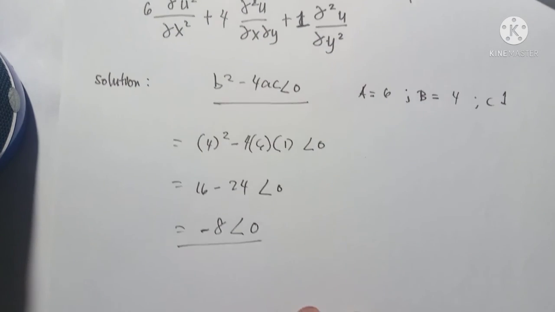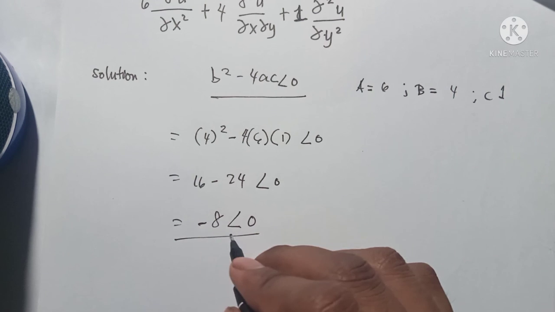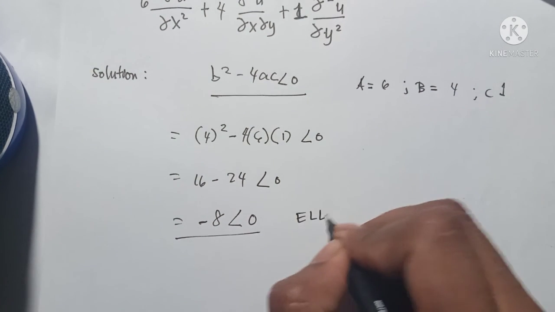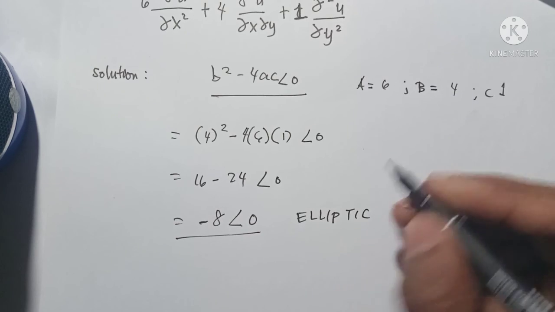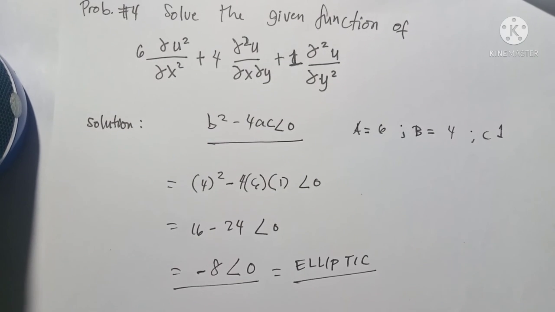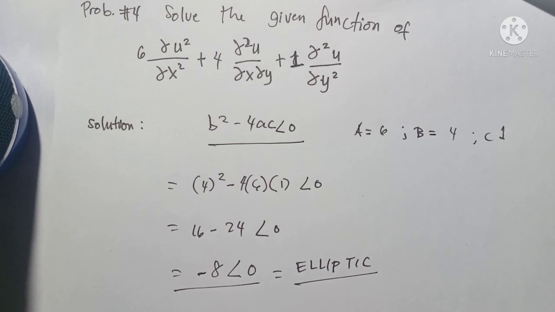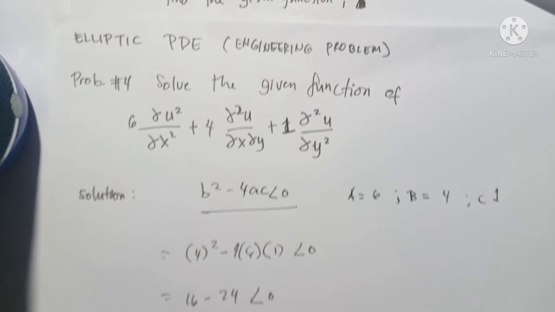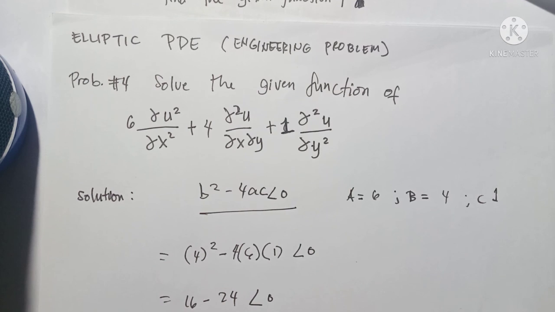So ang negative 8 is less than 0 is ito ay elliptic, based doon sa naunang mga problem solving, which is the multiple choice. So this is the elliptic PDE engineering problem.